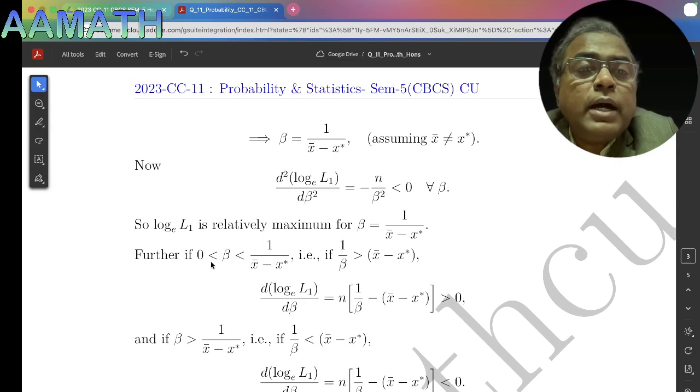Now when beta is less than 1 by x bar minus x star, that is, 1 by beta is greater than x bar minus x star.